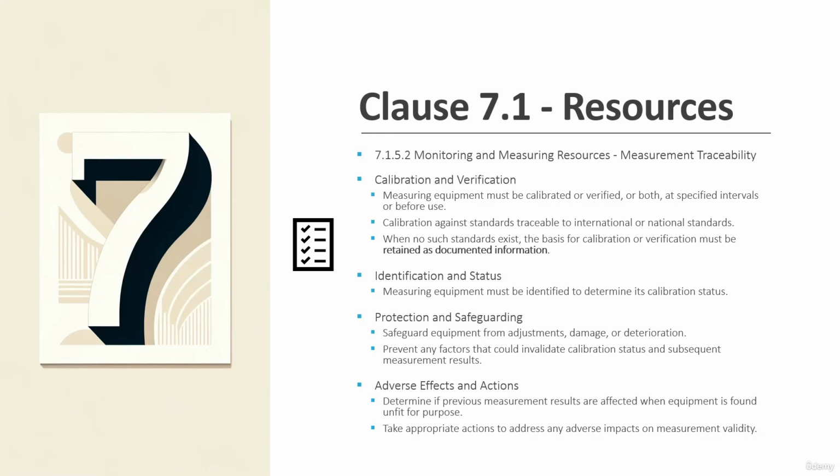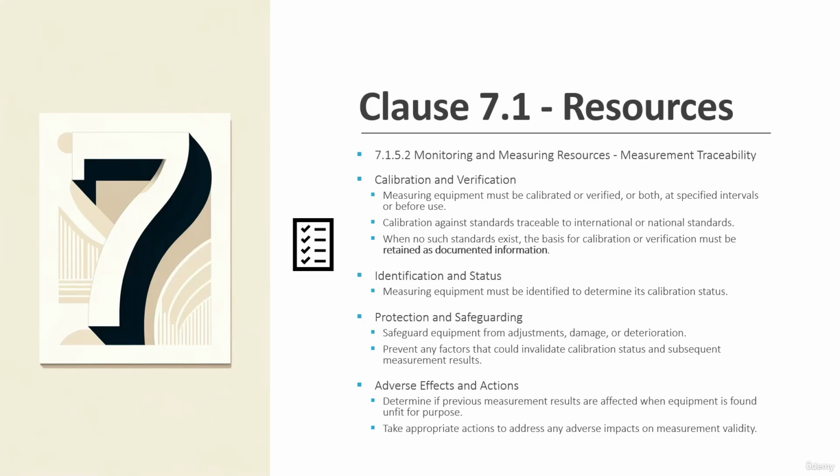But then your ideal or master equipment should be traceable to a national or international standard. So there is a chain of calibration, but your master equipment should be aligned with the national or international standard equipment. In case there is no such standard equipment available, then you need to document how this calibration was done, and that information should be retained as documented information.